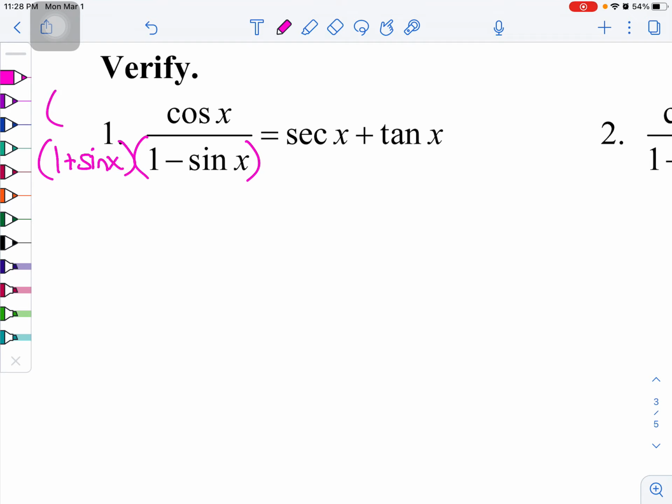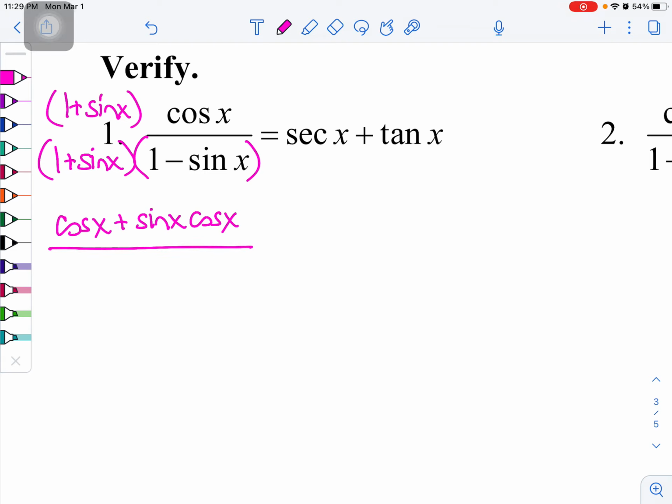So if you remember from first semester, we have 1 minus sine x, so I am going to multiply by 1 plus sine of x. Of course, what you do to the denominator, you have to do to the numerator. So in the numerator, I'm going to distribute. So this is going to be cosine of x plus sine x cosine x. That's the numerator.